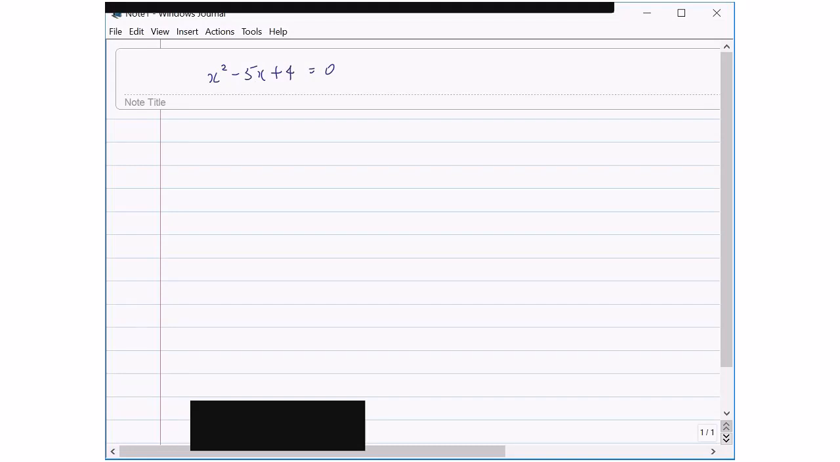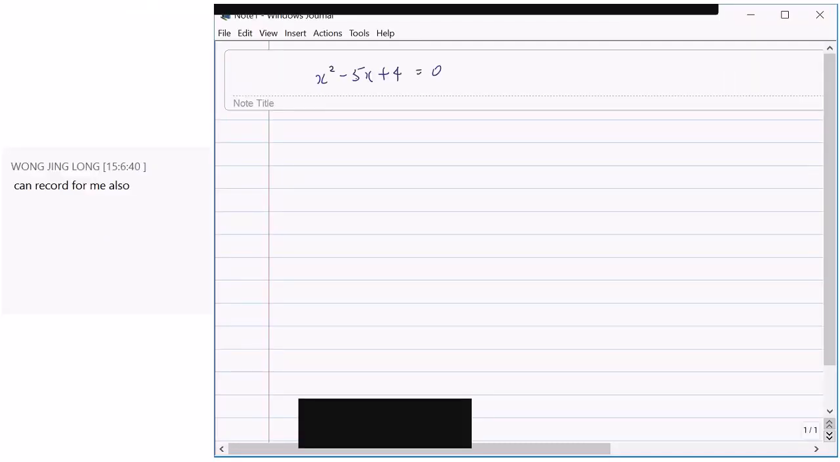Okay, so everybody can hear me, can see this? Can you see this screen? Can you see x squared minus 5x plus 4 equals 0? Yeah, I record for everyone, don't worry.